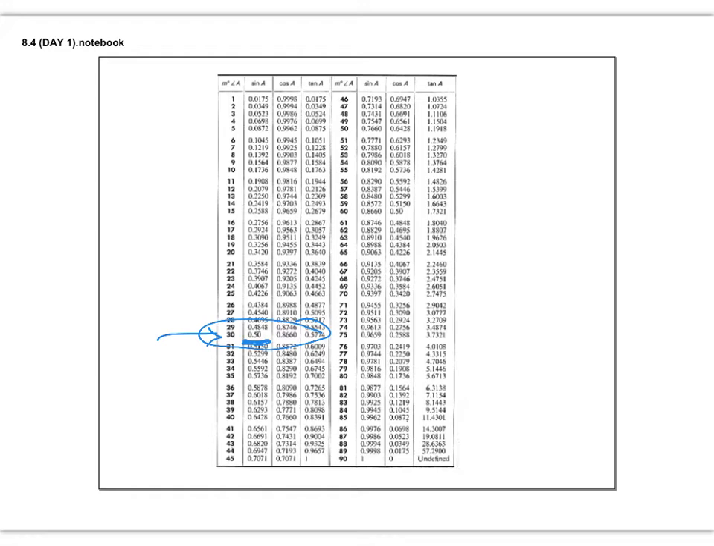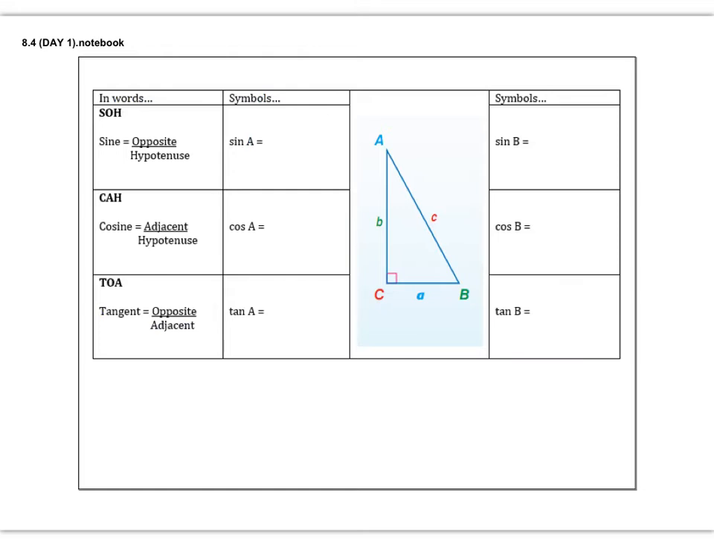So they wrote these down, and they gave the ratios names. I don't know if you can read these up here, but there's some names: sine, cosine, and tangent, and that's what we're going to work with today.